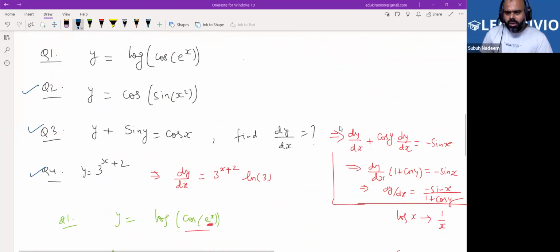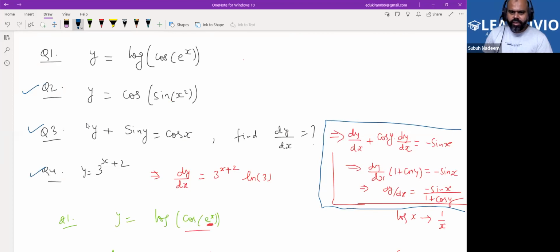Okay, this is the solution for the third one. So what we have done here is we have differentiated the left side with respect to x and the right side with respect to x. So we get dy by dx, and when we differentiate sine y, differentiation of sine is cos. So cos y we will write into dy by dx because we are differentiating with respect to x now, and it is y. So chain rule will apply here. And on the right side, it will be minus sine x. And then we will finally get dy by dx.